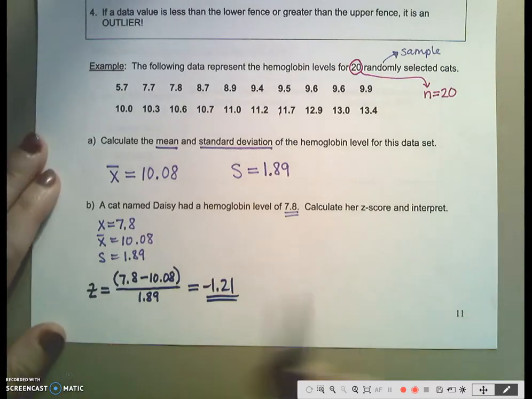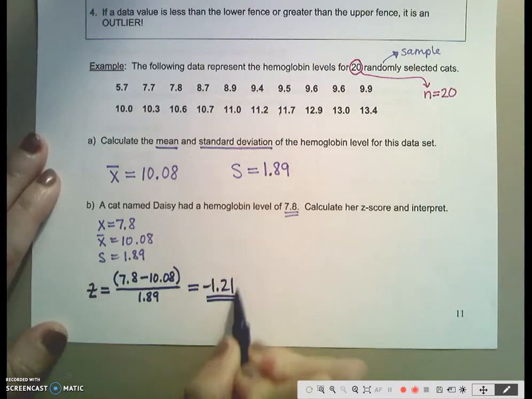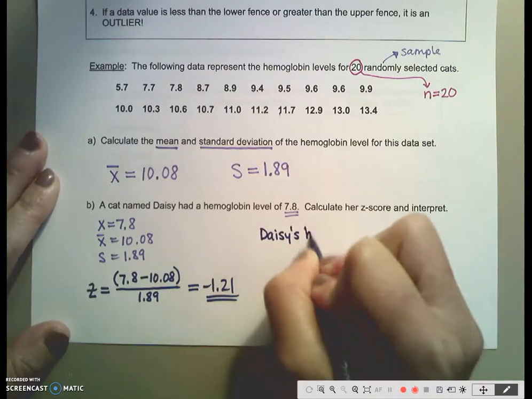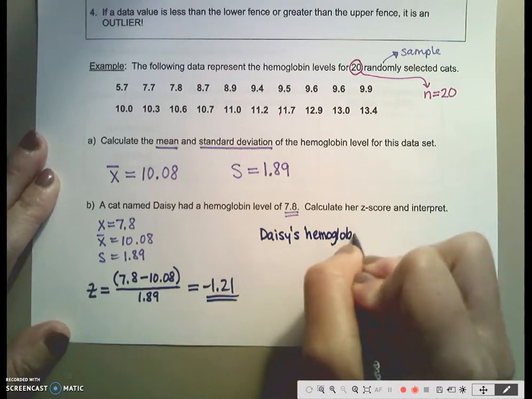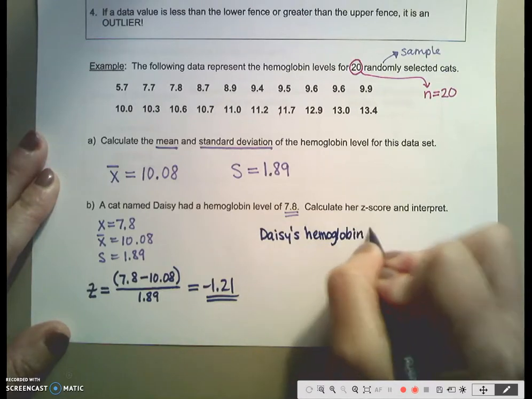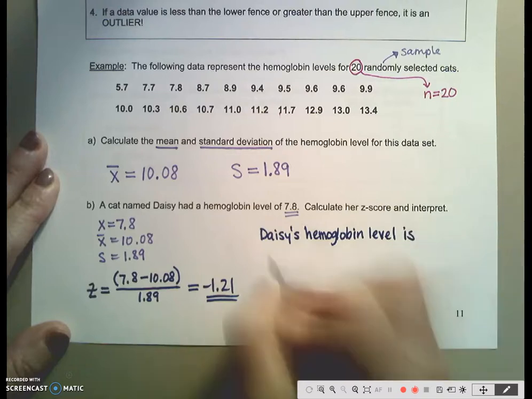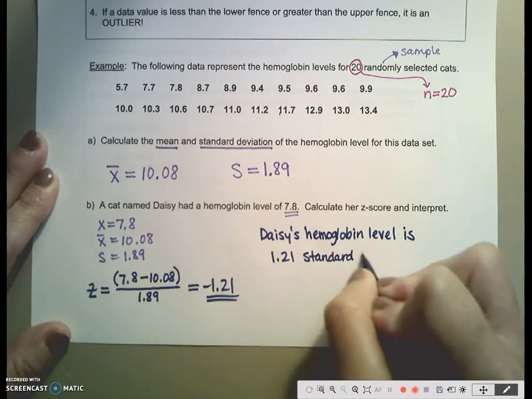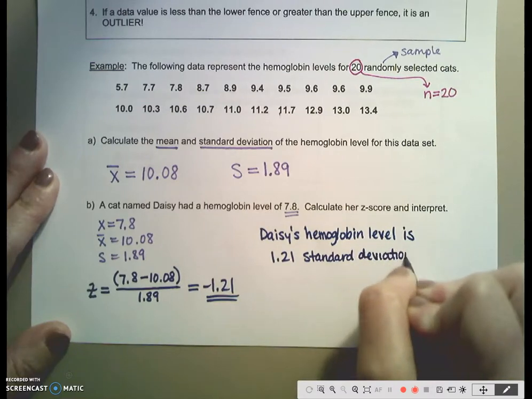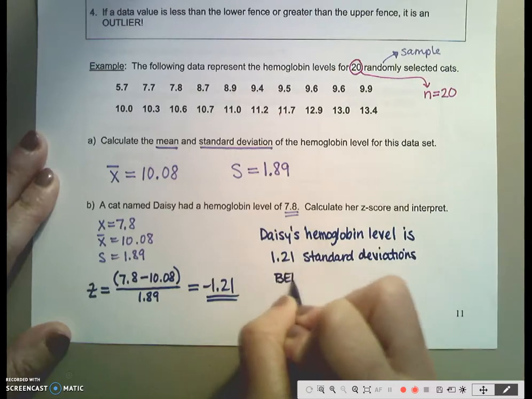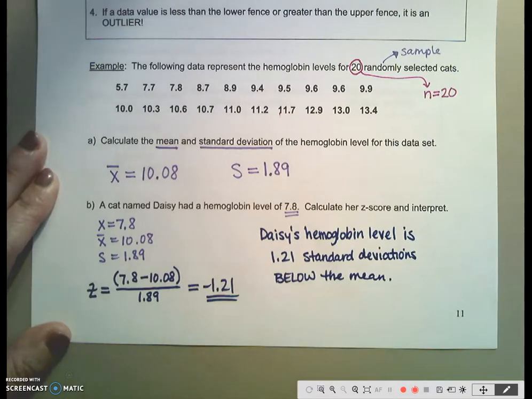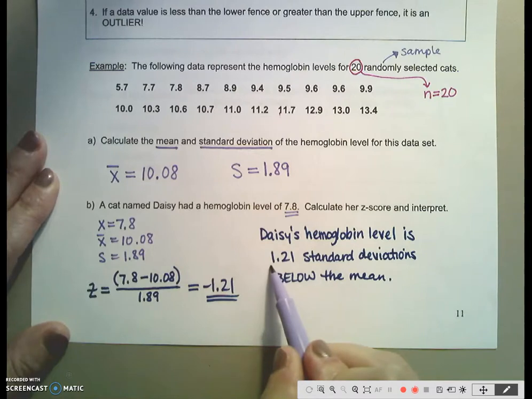But it says interpret. So what does that actually indicate? What does negative 1.21 as a z-score tell you? It means that Daisy's hemoglobin level is 1.21 standard deviations below the mean. And this is what I'm looking for when y'all write sentences like this. I want you to tell me the number.